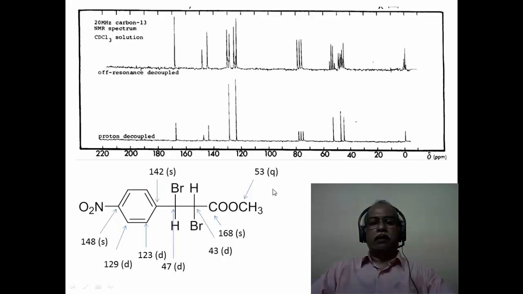Finally, we should have two doublets in the aliphatic region corresponding to the CHBr kind of carbons that are present here, and those two carbons are appearing in this region corresponding to 47 ppm and 43 ppm. The ester methyl, because it is directly attached to oxygen, would come around 53 ppm or so. So all the data that corresponds to this structure fits the carbon-13 spectrum that is given.